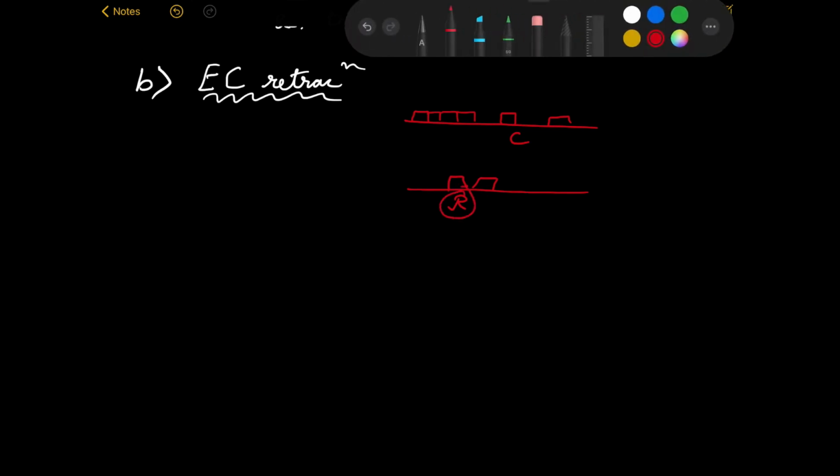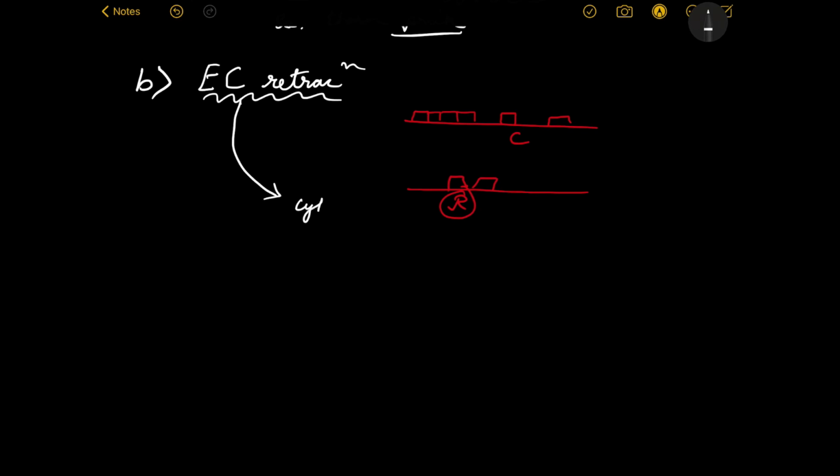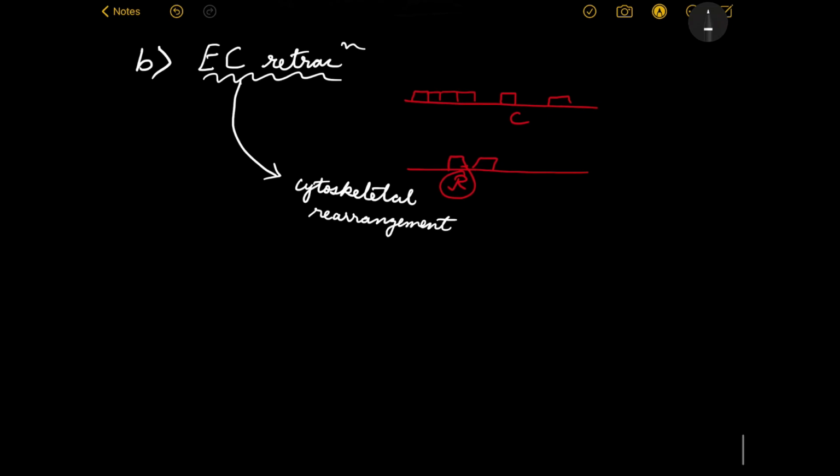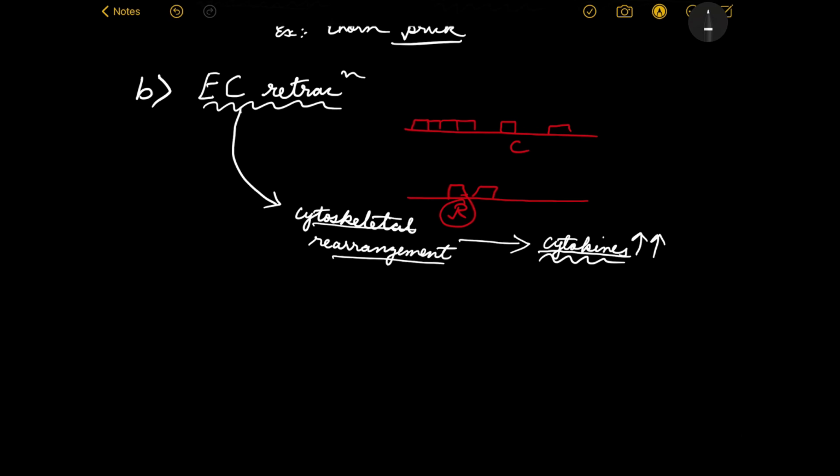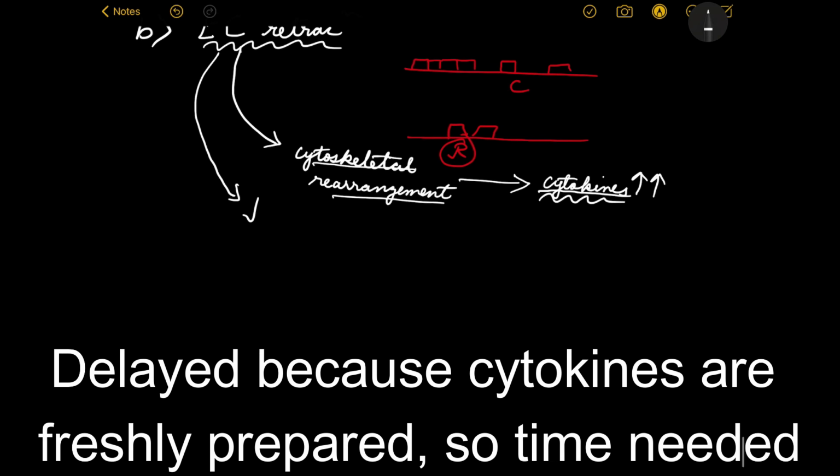Like I mentioned, this endothelial cell retraction is brought about by internal cytoskeletal rearrangement. But something that you also need to understand is that cytoskeletal rearrangement is mostly influenced by cytokines. All those infections, all those viral infections, because we know cytokines have a very important role to play in viral infections, all those infections which bring about increased cytokine production would lead to endothelial cell retraction. Consequently, endothelial cell retraction is not an immediate but a delayed response. But just like endothelial cell contraction, it is transient.